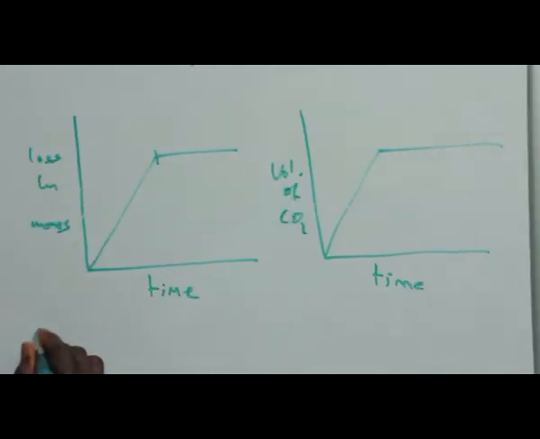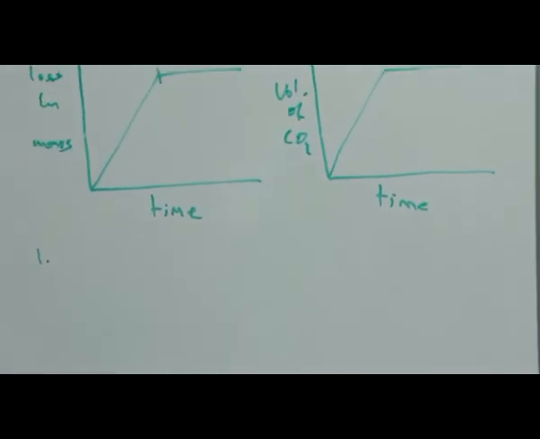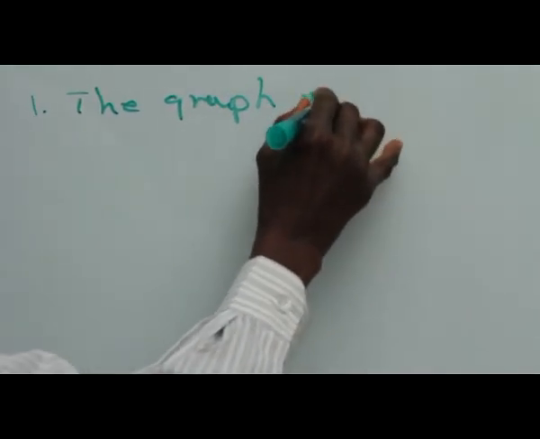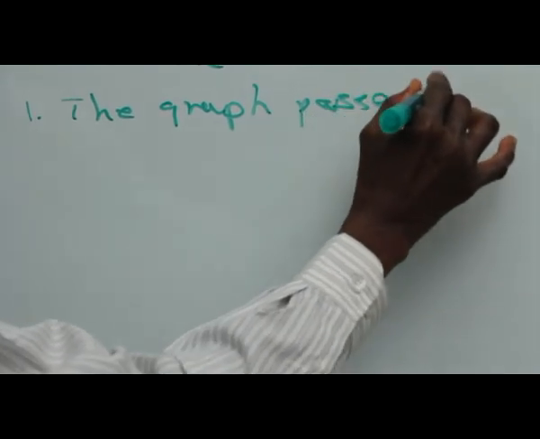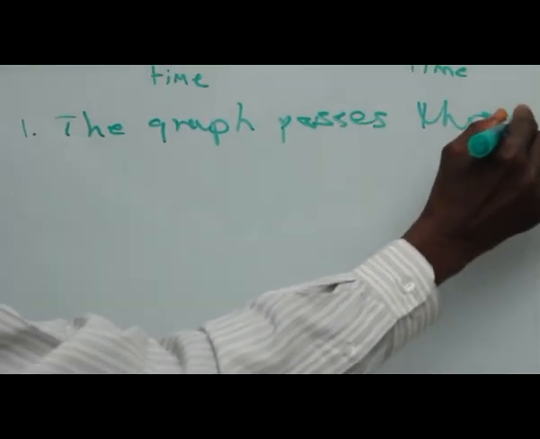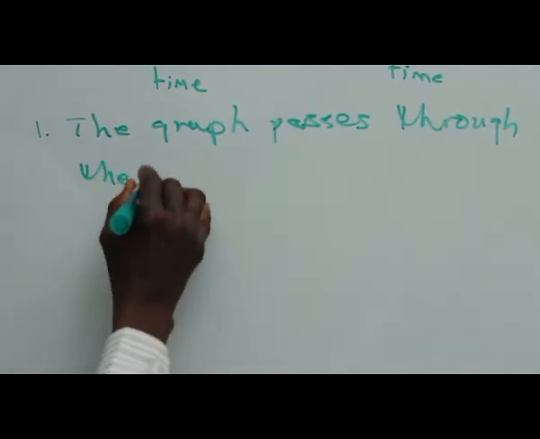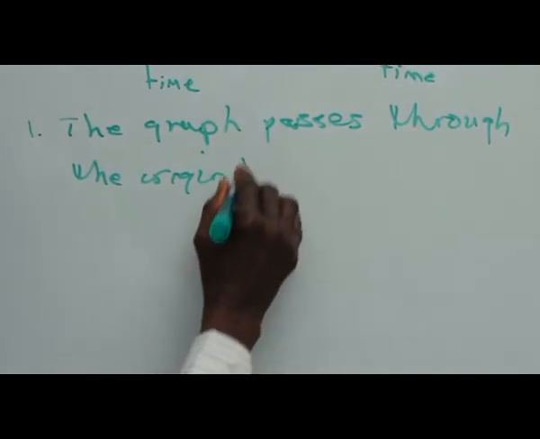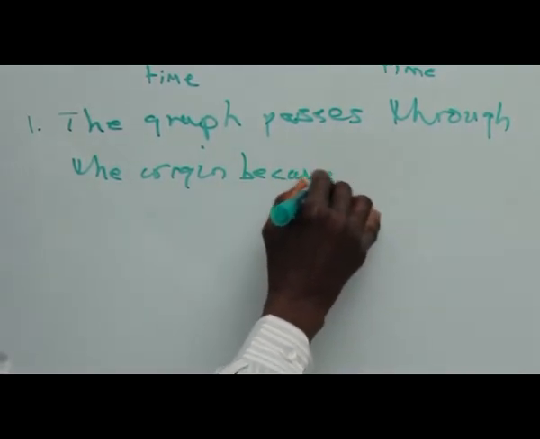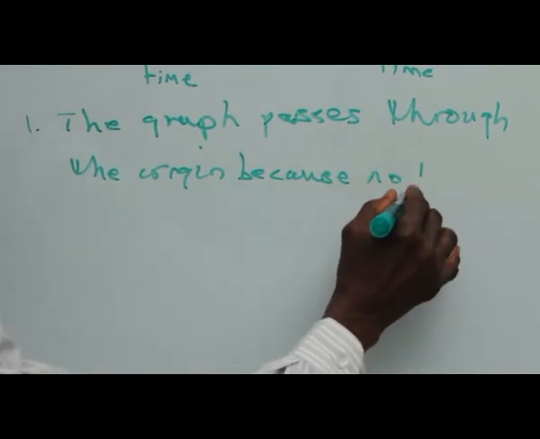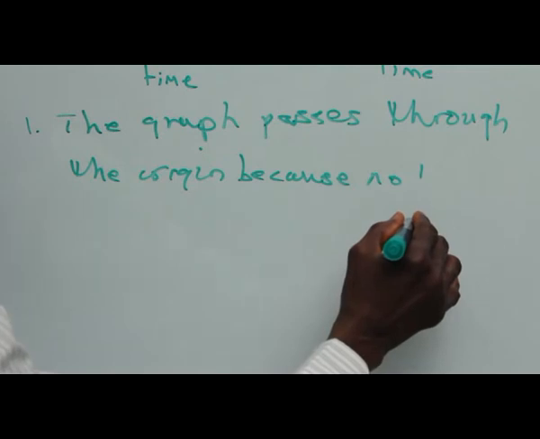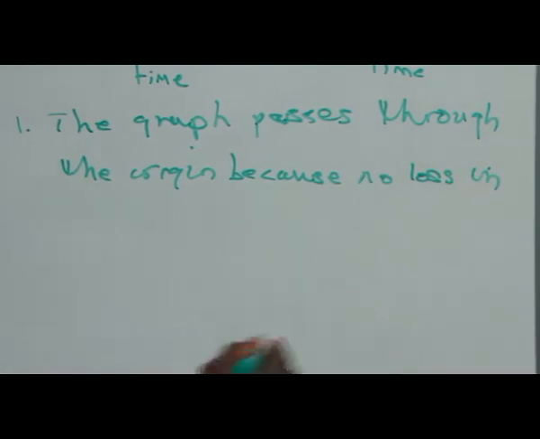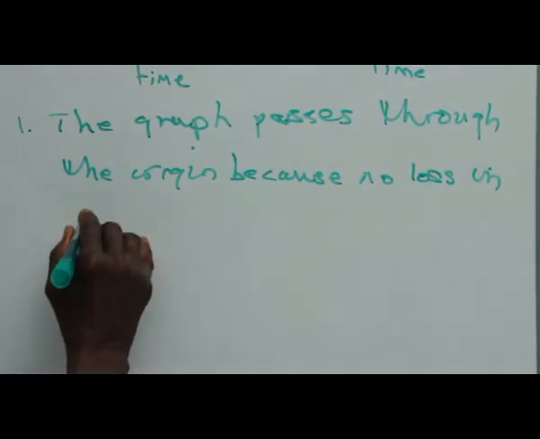One. The graph passes through the origin, because there is no loss in mass right at the start of the reaction.